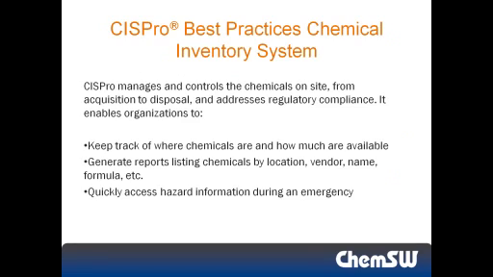Leveraging a best-in-class chemical inventory system like SysPro helps organizations manage the chemicals that they have on site from acquisition to disposal. It also addresses regulatory compliance and allows organizations to track specifically where chemicals are and how much they have on site, generate specific reports, either site-specific reports or specific regulatory reports, and provides quick and easy access to hazard information in the event of an emergency.